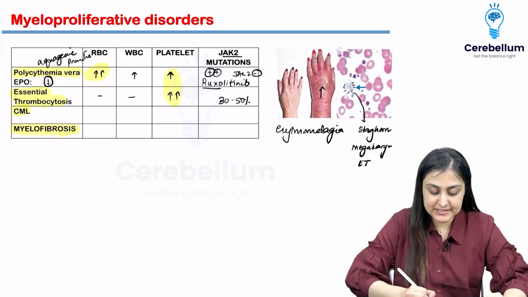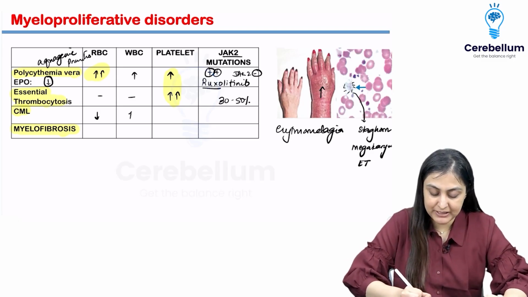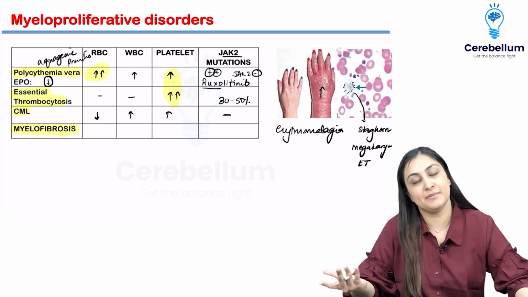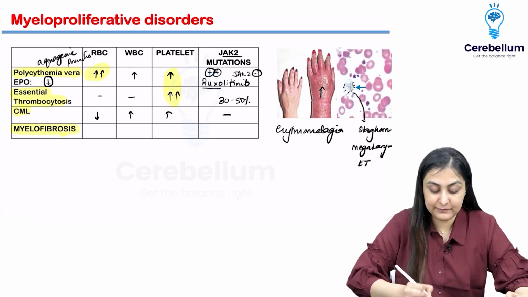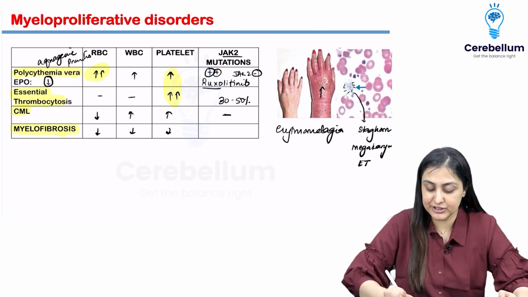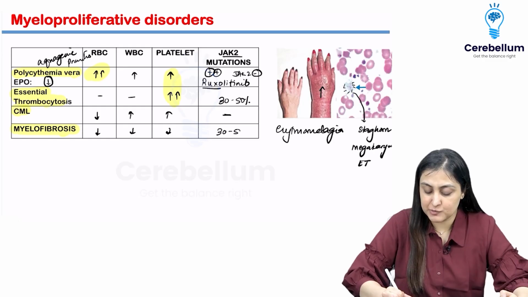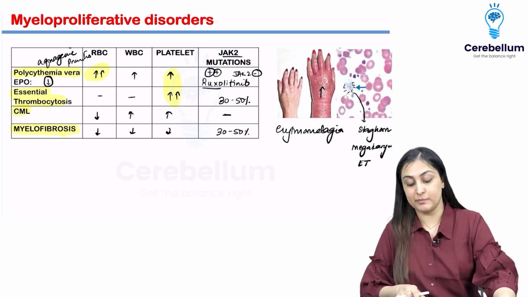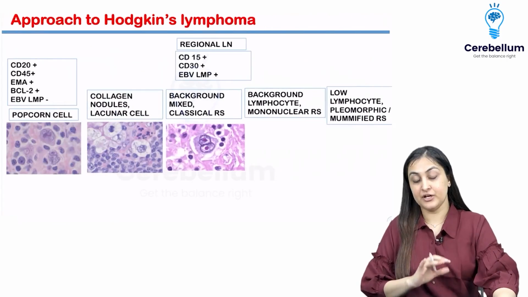Then when we talk about CML, RBCs are going to be low, but WBCs and platelets could be high. Here we do not see JAK2 mutations, we frequently have BCR-ABL like we've already seen, whereas in myelofibrosis you're going to have pancytopenia, everything is going to be low. Again, this could be seen in 30 to 50% cases. Alright, so this is how you have to approach myeloproliferative disorders.